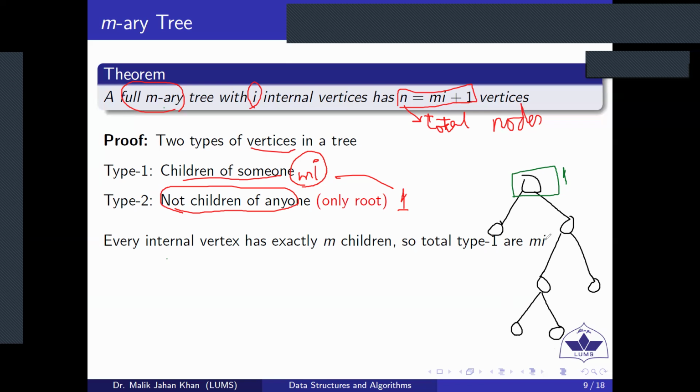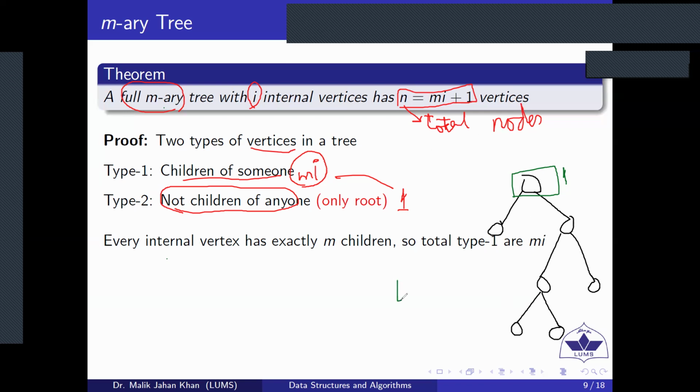Question number 1: can they be child of a leaf node? The answer is no, because leaf nodes cannot have children. So all these other nodes of the tree have to be child of some internal vertex.